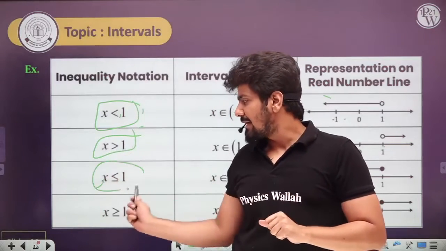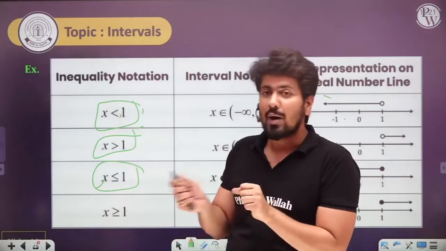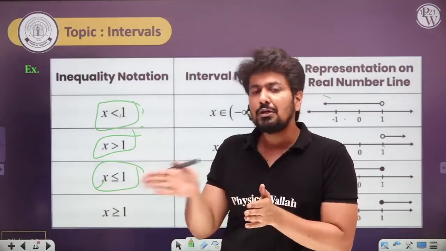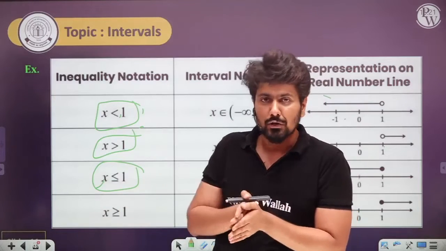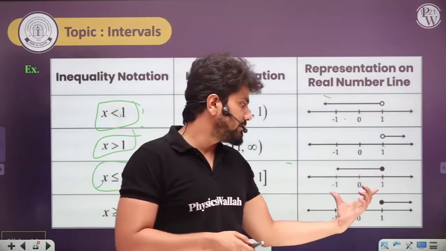See the third one, X less than or equal to 1. Now we can include 1 also. We have an equality. X can be equal to 1 as well. X is less than or equal to 1. So for less than or equal to 1, here we have a filled circle on 1. This is how we represent it.